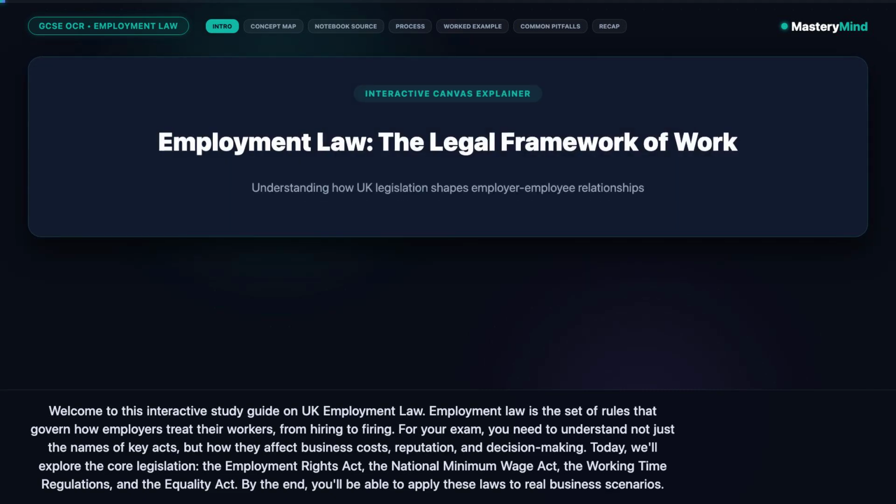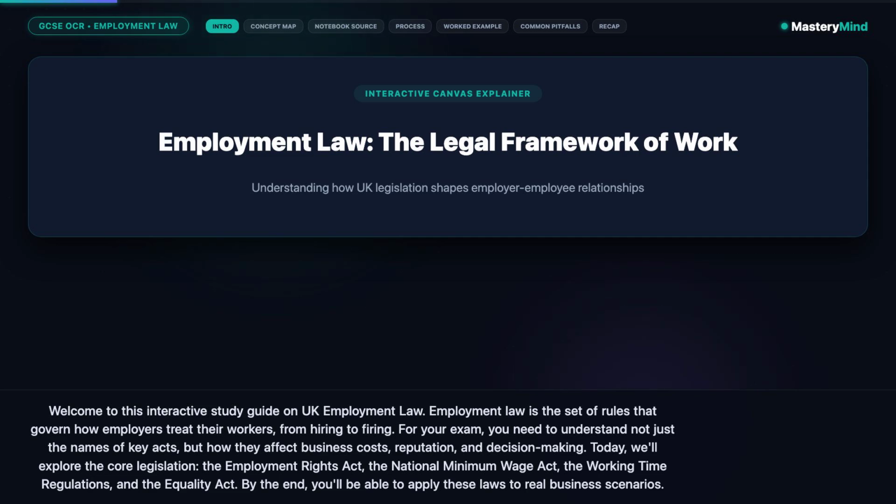Welcome to this interactive study guide on UK employment law. Employment law is the set of rules that govern how employers treat their workers, from hiring to firing. For your exam, you need to understand not just the names of key acts, but how they affect business costs, reputation, and decision-making. Today, we'll explore the core legislation, the Employment Rights Act, the National Minimum Wage Act, the Working Time Regulations, and the Equality Act. By the end, you'll be able to apply these laws to real business scenarios.